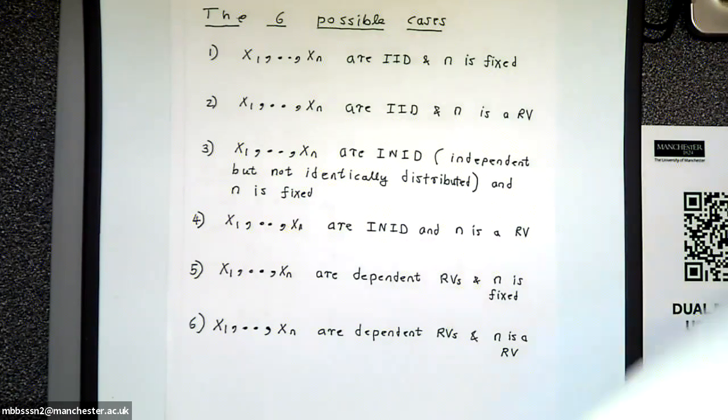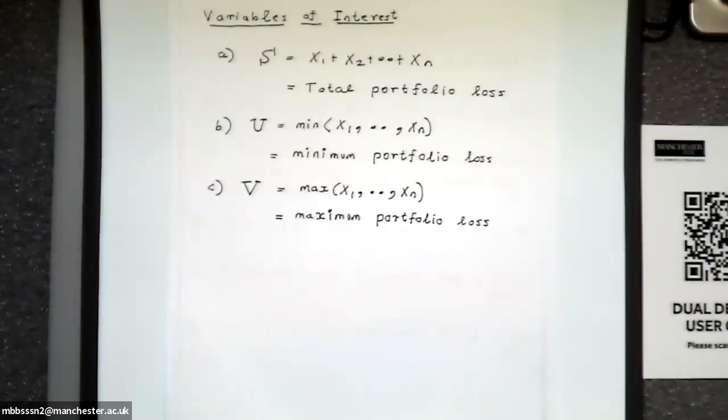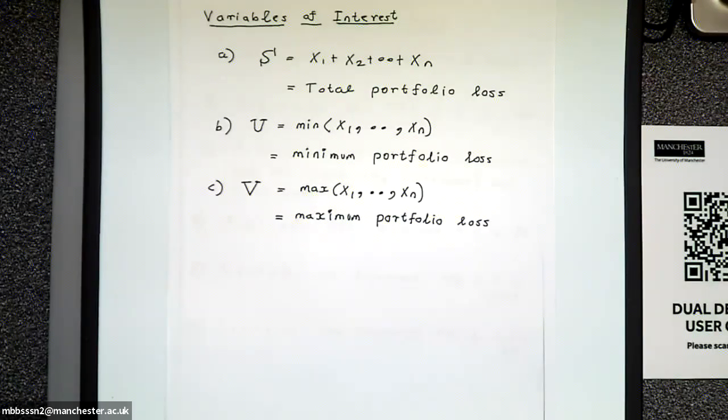All right, so I'm going to consider these 6 cases. And for each case, we are interested in these 3 variables. Obviously, there are more, but in this chapter, we will consider only these 3 variables. S is the total portfolio loss, so it's the sum of the losses. U is the minimum portfolio loss, so the minimum of X1 to Xn. And V is the maximum portfolio loss, so it's the maximum of X1 to Xn, right?